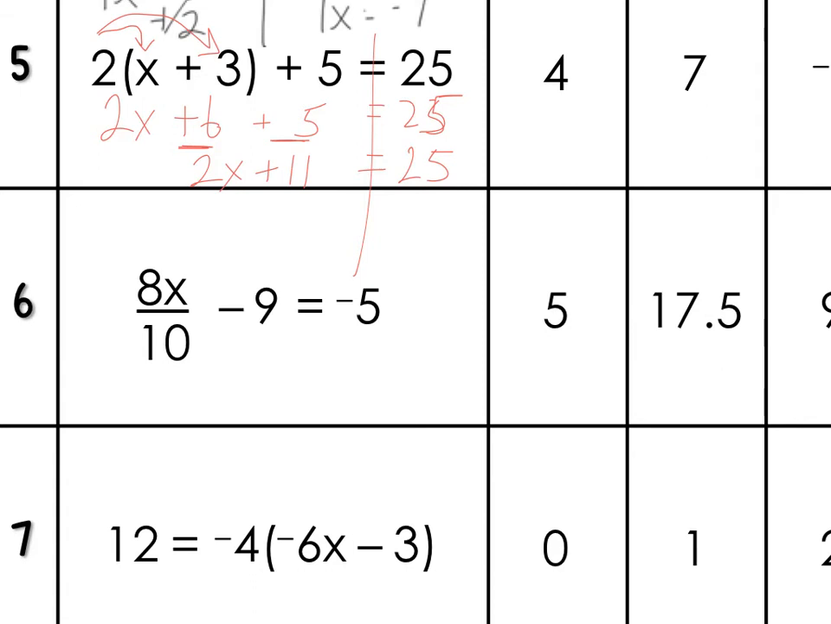From here, we're home free. We're a two-step equation now. We should be getting better at these. 2x is going to stay put. 11 is going to move from the left to the right.